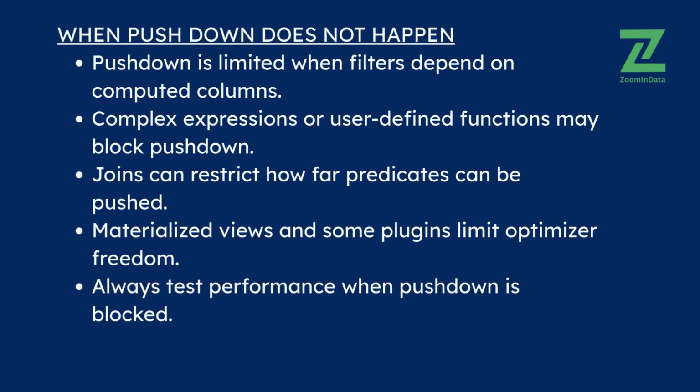Pushdown does not always happen perfectly. Pushdown is limited when filters depend on computed columns. Complex expressions or user-defined functions may block pushdown. Joins can restrict how far predicates can be pushed. Materialized views and some plugins limit optimizer freedom. Always test performance when pushdown is blocked. Knowing these cases helps you write queries that let the optimizer do its best work.